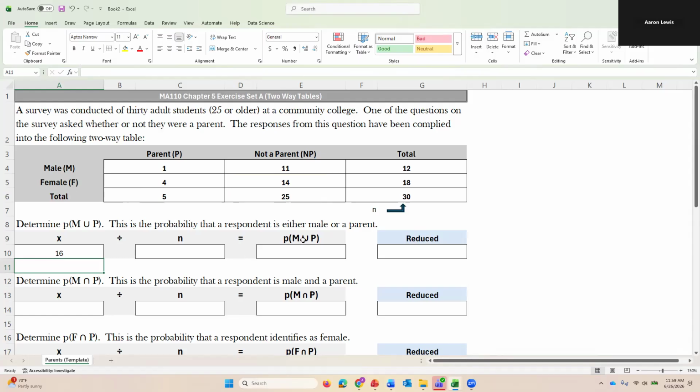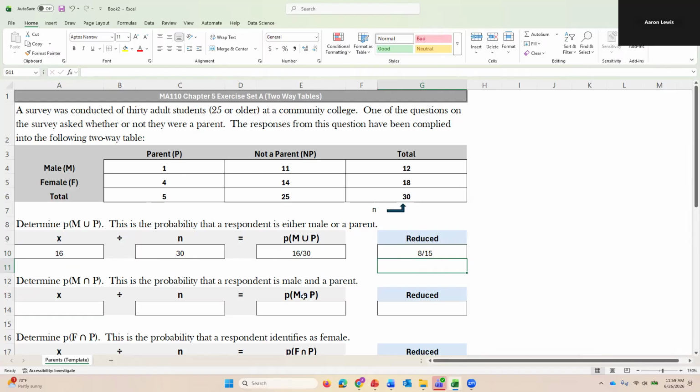So for a union problem, an or problem, you only have to be one or the other, but you can be both, and you just go through and find all of the points within the data that meet at least one of the conditions. And for us, that is 16. Our sample size was 30. It's always going to be found in the bottom right-hand corner of the two-way table. So 16 out of 30 adult students were either male or a parent, and we could say that 8/15, if we reduce this, of our survey met at least one of these two conditions.